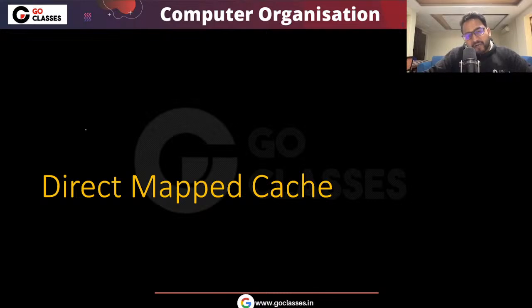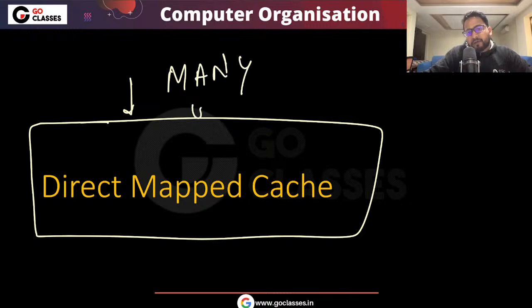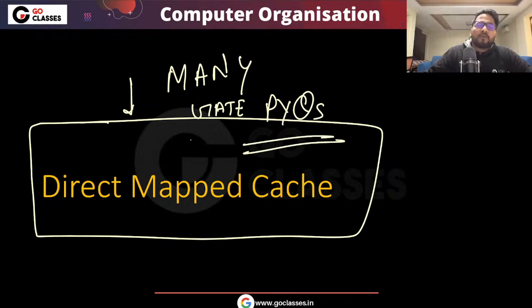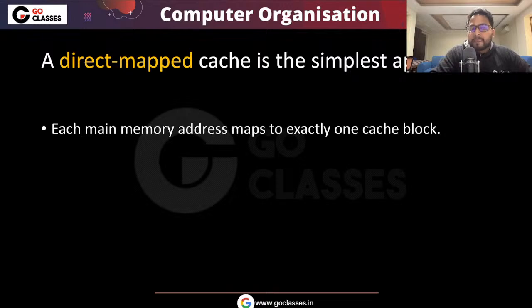Let's just start the very first topic, which is direct map cache. There have been many GATE PYQs on direct map cache. We will solve all of them. I mean, most of them, at least most of the tricky questions we will be solving. So there have been many GATE PYQs.